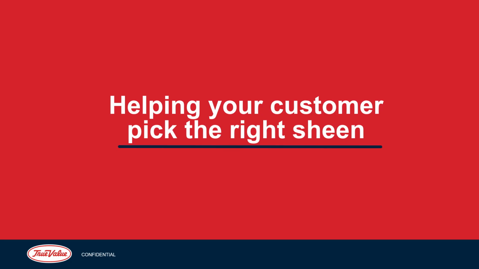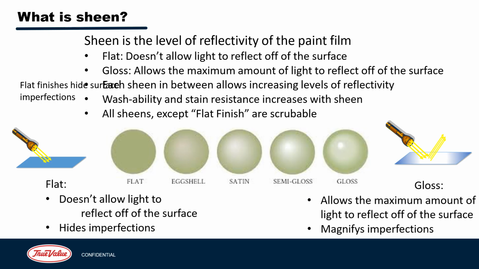We touched briefly on picking the right sheen, but I think it's time we go a little bit deeper and explore how you can help your customer pick the right sheen for their project. Before we can help our customer pick the right sheen for their project, we need to understand what sheen is. Sheen is the level of reflectivity of the paint film. Basically, how much light is reflected off the surface.